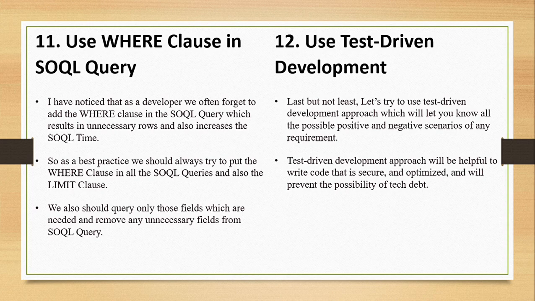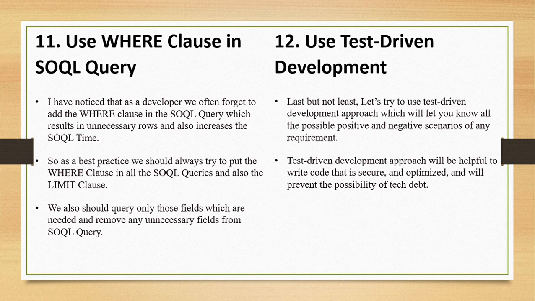Use a WHERE clause in SOQL querying. I have noticed that as developers, we often forget to add a WHERE clause in the SOQL query, which results in unnecessary rows being returned and increases SOQL time. So as a best practice, we should always try to put a WHERE clause in all the SOQL queries, and also a LIMIT clause. We should also query only those fields which are needed and remove any unnecessary fields from the SOQL query. Use test-driven development.